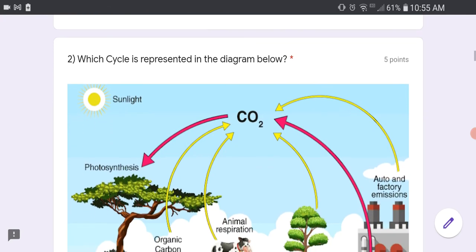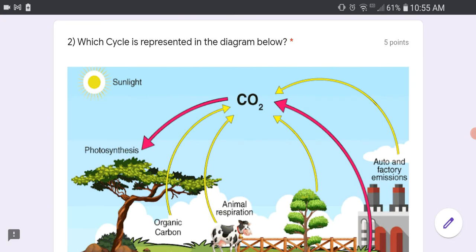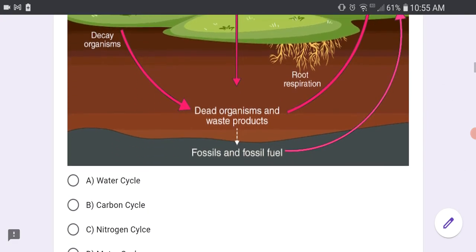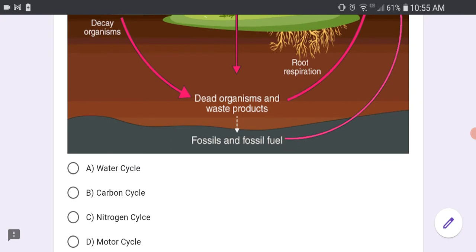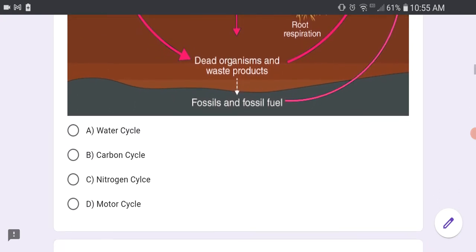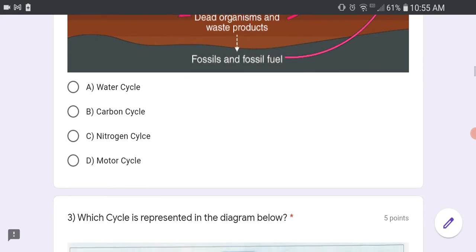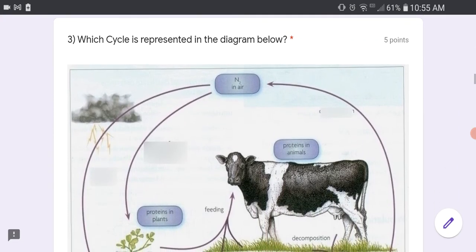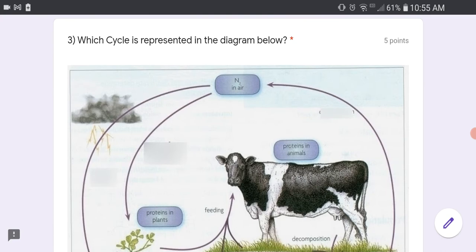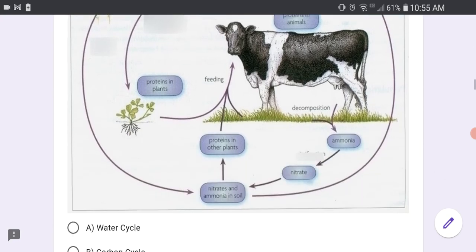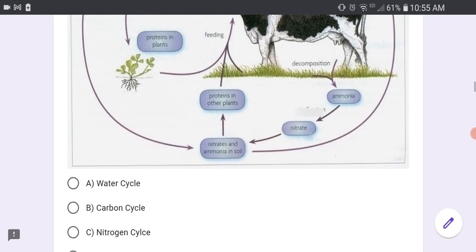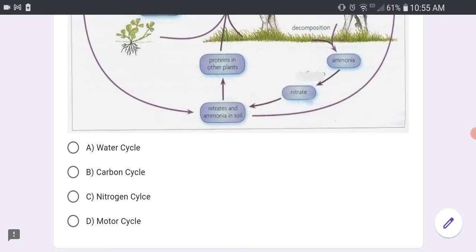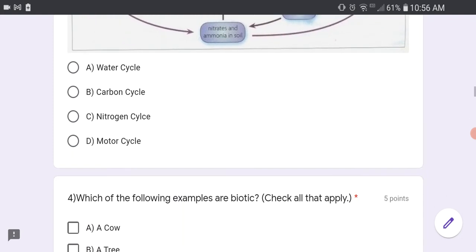Number 2. Which cycle is represented in the diagram below? Is this A, the water cycle, B, the carbon cycle, C, the nitrogen cycle, or D, the motor cycle? Number 3. Which cycle is represented in the diagram below? Is this A, the water cycle, B, the carbon cycle, C, the nitrogen cycle, or D, the motor cycle?